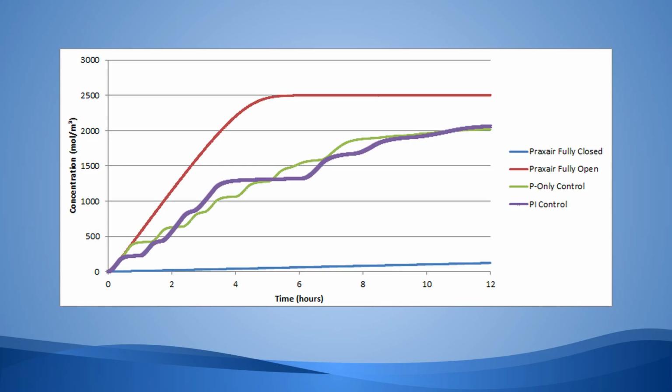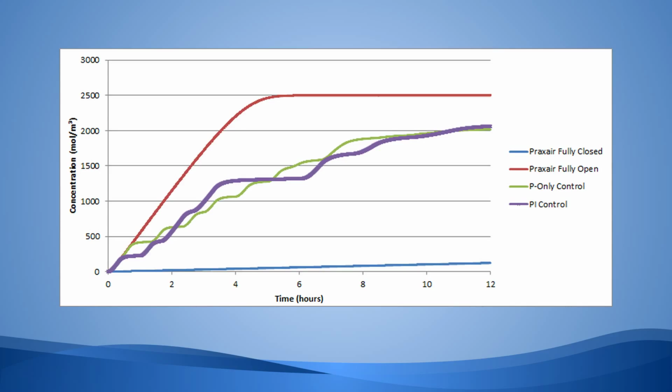You can see from this final chart, the top line in red is with the Praxair fully open, and we achieve the concentration, we actually overshoot the concentration that we need in a very short period of time, which also ends up being expensive. The blue line at the bottom, that is with the Praxair fully closed, so we're using only the gas from the cogeneration power plant, and we never achieve the concentration desired in the 12-hour time period that we run the reaction. The green line is our P-only controller, which does an excellent job of hitting the target that we need it to in the 12-hour time period.